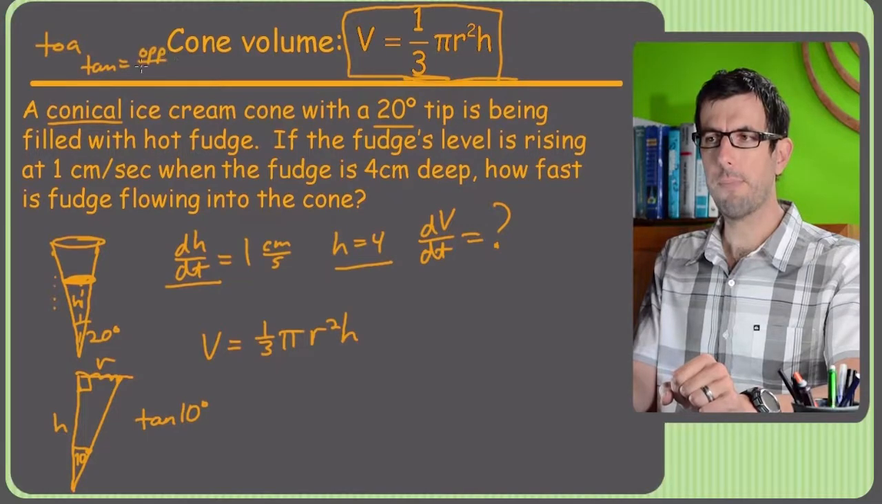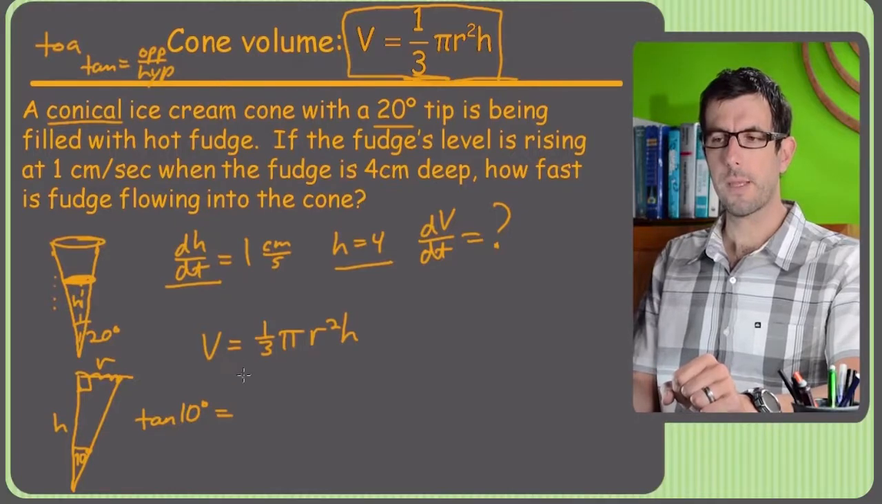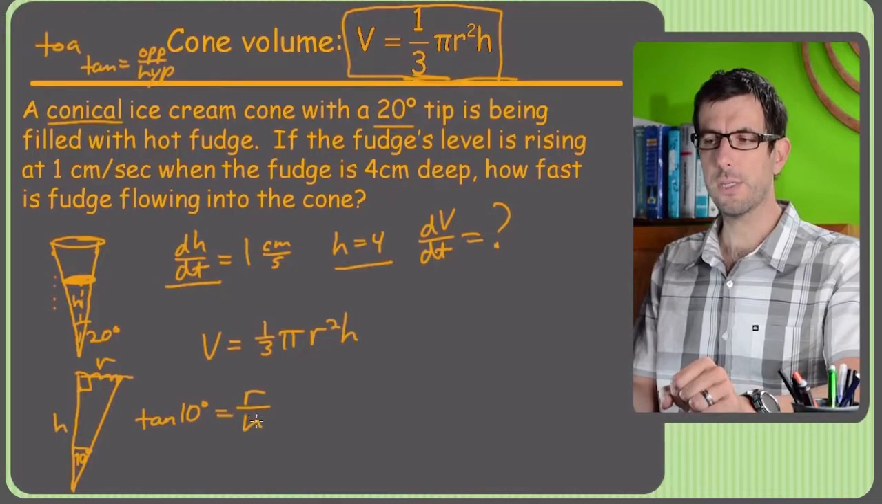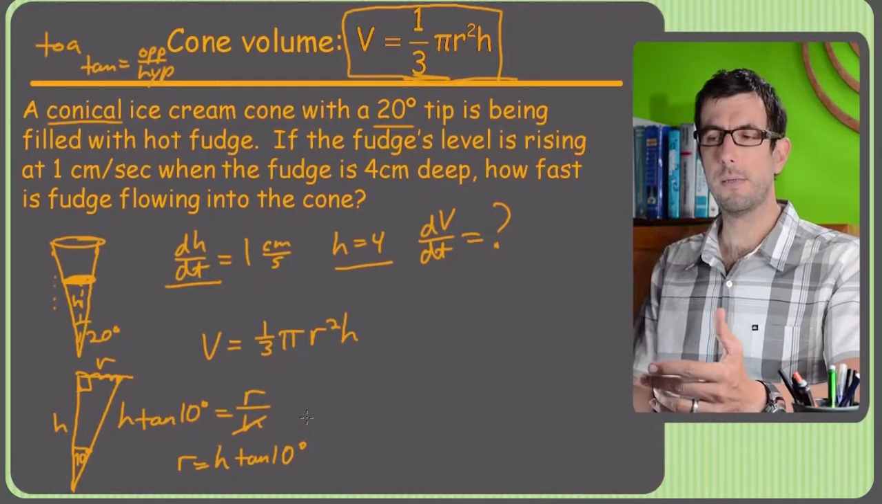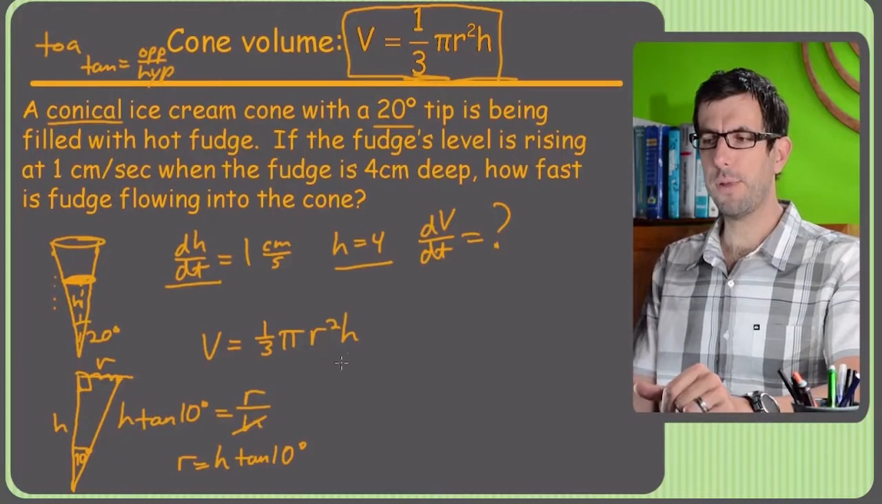Because TOA means tangent is opposite over adjacent. So that means the tangent of 10 degrees is going to be the opposite side, r, over h. So if we want to get rid of r and replace it with h's, we solve for r by multiplying both sides by h. So we got r equals h times the tangent of 10 degrees. Now you might be tempted to get a decimal right now, and I wouldn't recommend that. I would just plug this in right there.